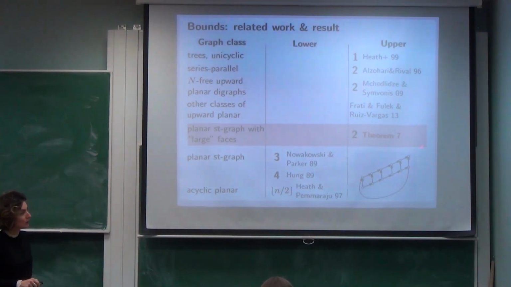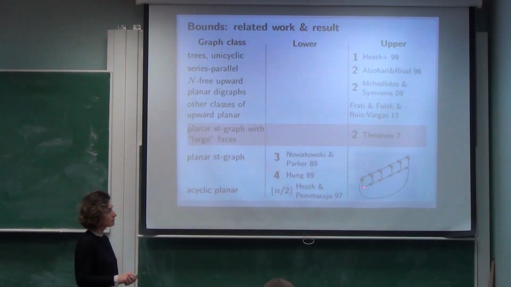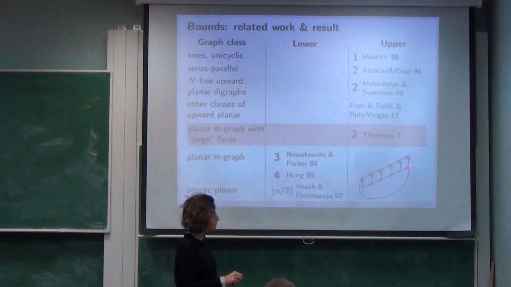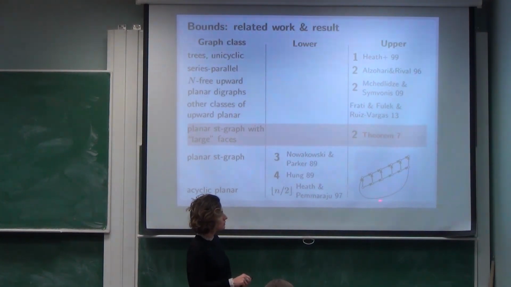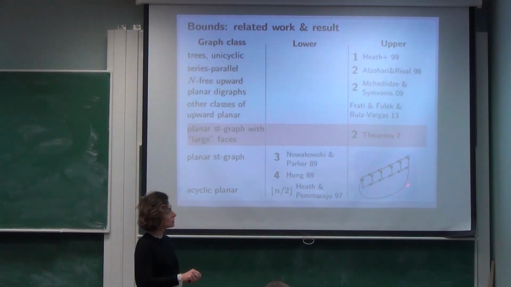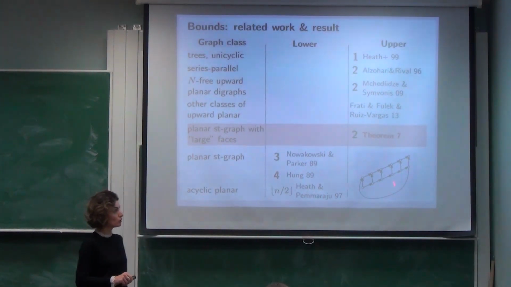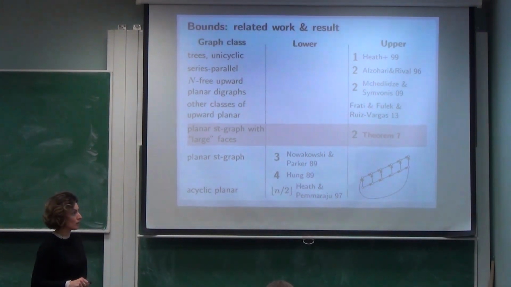So this is an example of a graph representing the lower bound. And you can see that this graph is not upward planar. In particular, there is no way to place this edge in order to make it monotone and non-crossing the other edges.